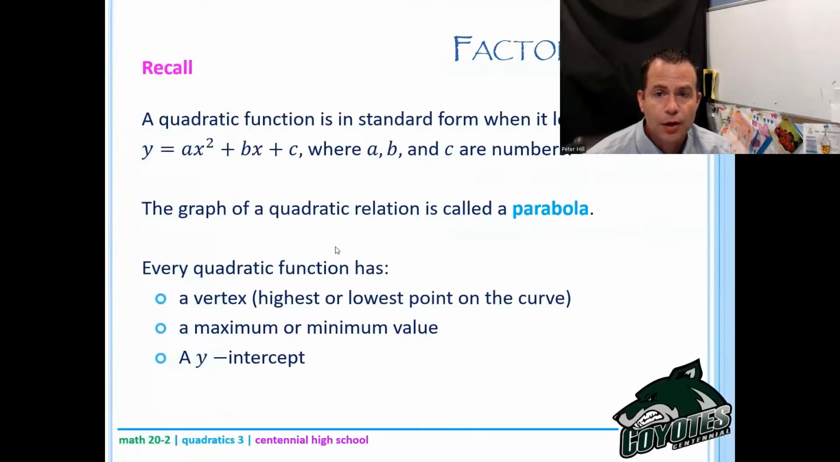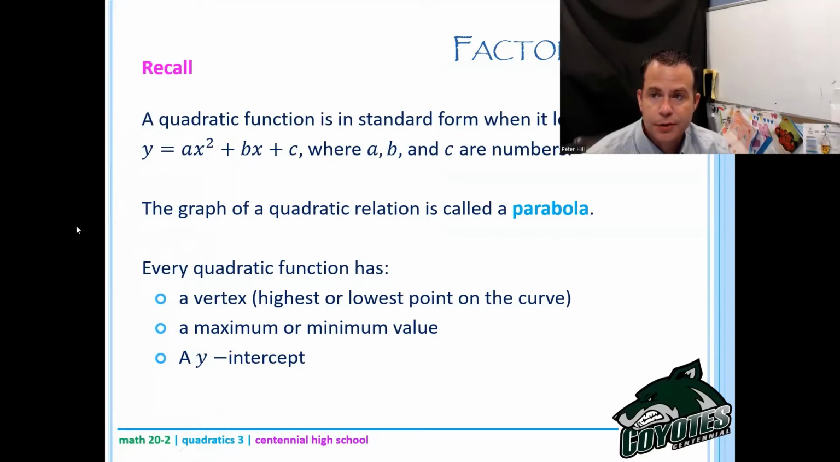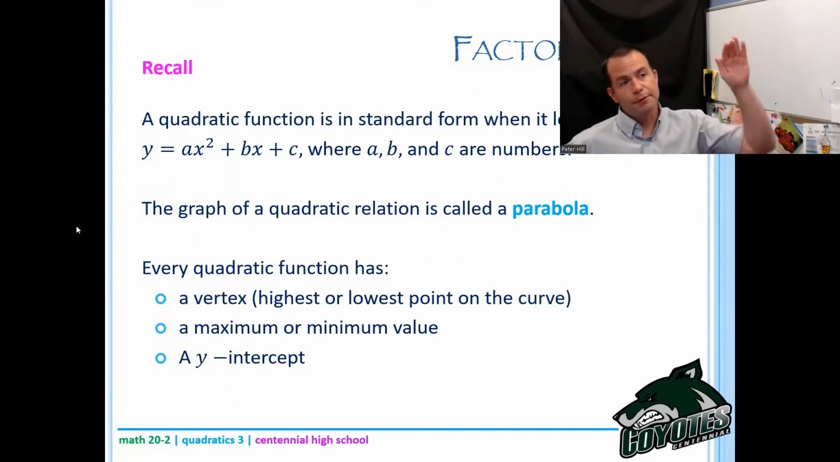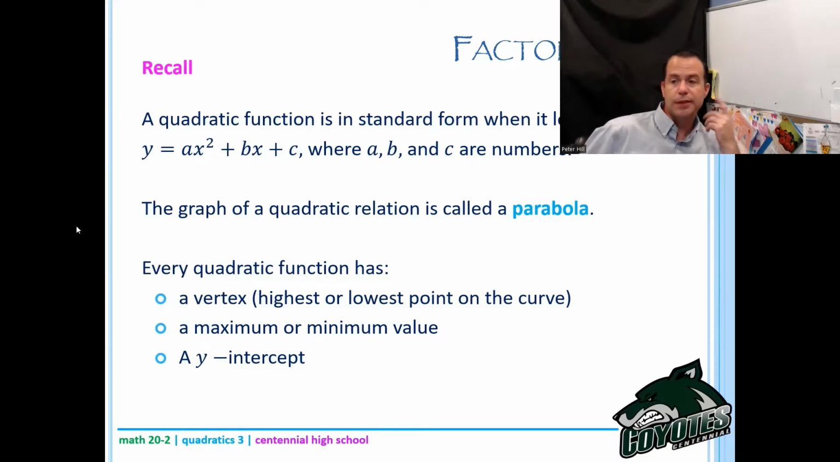So first of all, you will recall a quadratic function is in standard form when it looks like this. y equals ax squared plus bx plus c, where a, b, and c are real numbers. I just hid myself for a sec so you guys could all see the words. The graph of a quadratic relation is called a parabola. Every quadratic function has the following. We've got a vertex, which is where we change direction. So it's the highest or lowest point on the curve. Either you're going from descending to ascending, and at the vertex you change right there, or you're going from ascending to descending, and at the vertex, that's where you change. A maximum or minimum value, so that's the highest point or the lowest point, and then a y-intercept, okay?